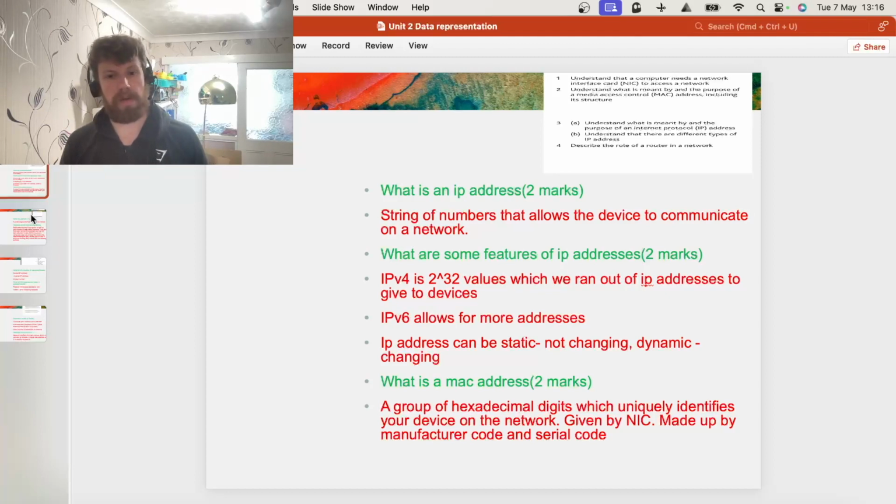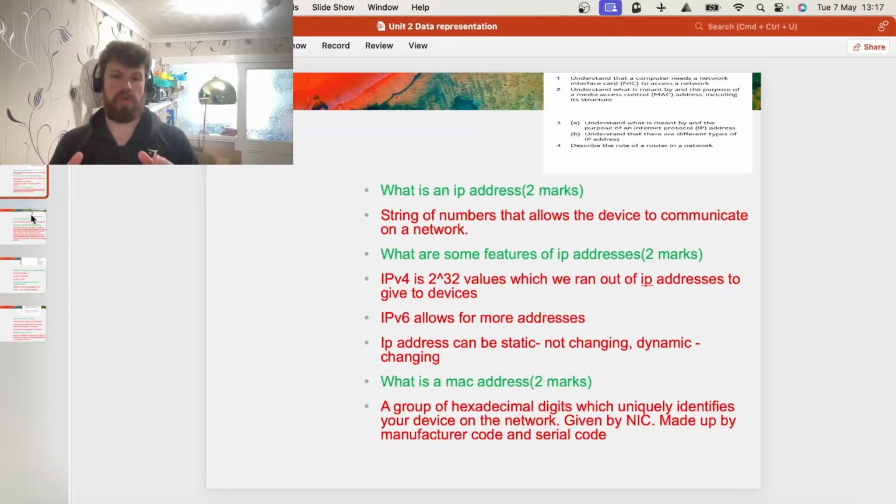We also need to know that they can be static, which means that some of them are not changing, and they're also dynamic, which means that they can change based on your geographical location. Then there is your MAC address, which is a group of hexadecimal digits which uniquely identifies your device on a network. It is given by the NIC, and it's made up of a manufacturer code and a serial code.